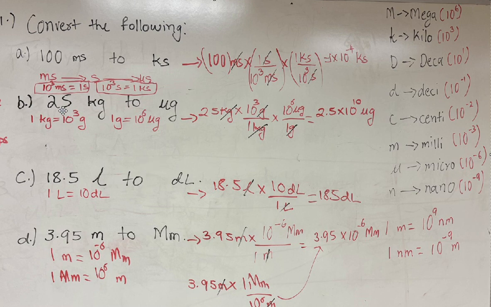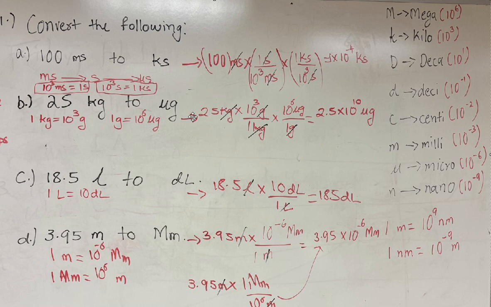Next one says convert 25 kilograms to micrograms. Again, I need two steps. I will go from kilograms to grams based on this relationship where 1 kilogram is 10 to the 3 grams, and then I will go from grams to micrograms based on the relationship here where 1 microgram is 10 to the negative 6 grams, or the other way around, 1 gram is 10 to the positive 6 micrograms. And here is how they are stacked next to each other, how the units cancel out, and we get our answer. Please pay attention to sig figs as well.